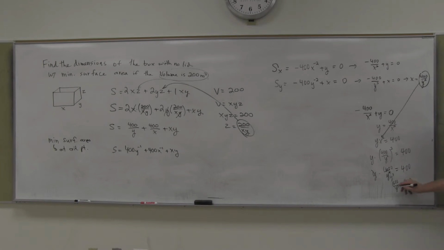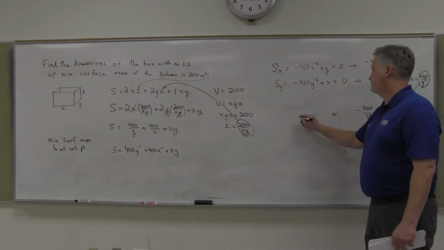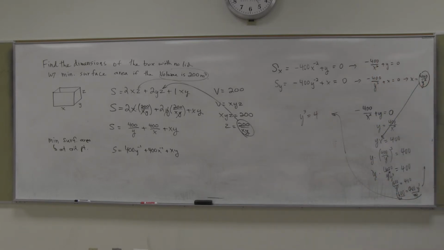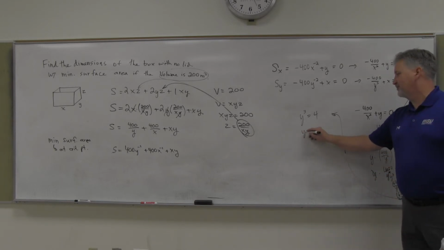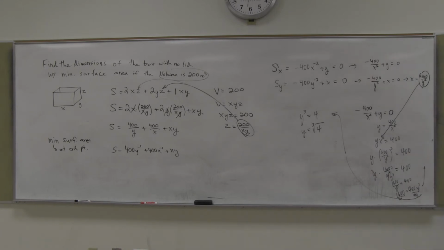So again, do the cross multiply. 1600 would equal 400 y cubed, right? Divide off the 400. That's 4. Y cubed equals 4. Is that right? Y cubed equals 4. So y equals, hey, how about that? Cube root of 4. So the y value is cube root of 4.